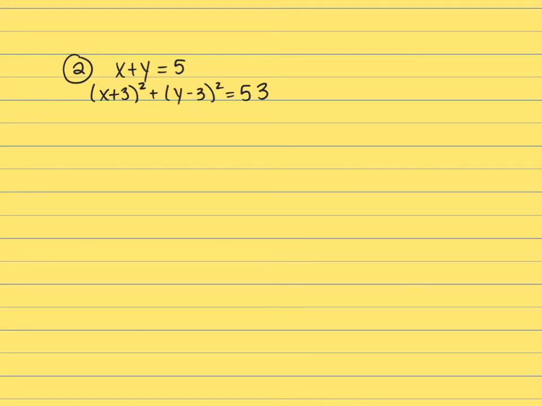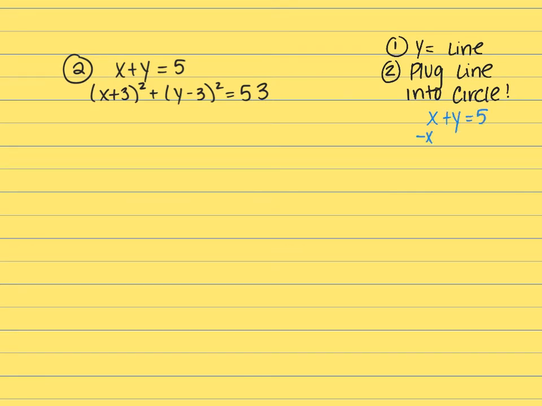So same steps apply. First step is solve for y equals for the line. And step 2, plug the line into the circle. Okay, so let's just do the solving of the line. So we have x plus y equals 5. So we'll minus x on both sides, and we'll get y equals negative x plus 5. And we're going to plug this line into the circle.